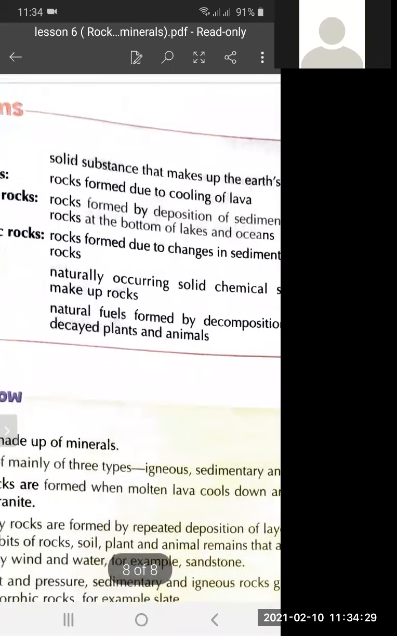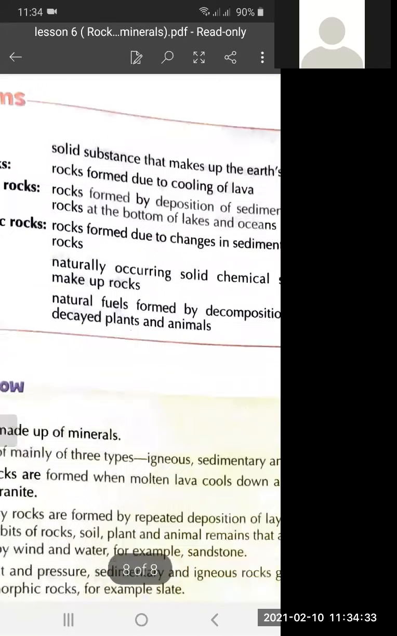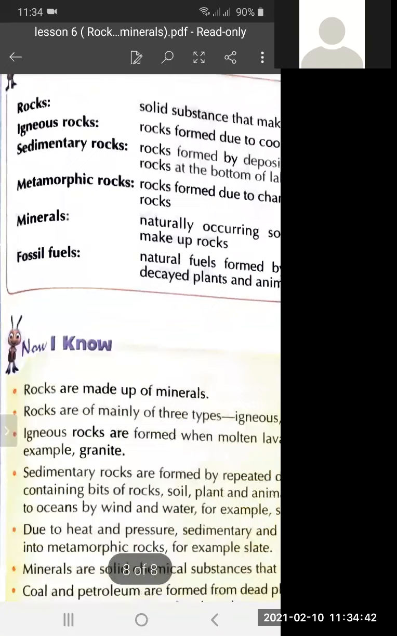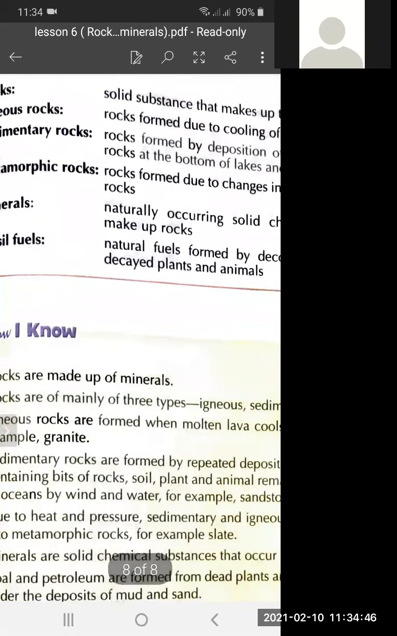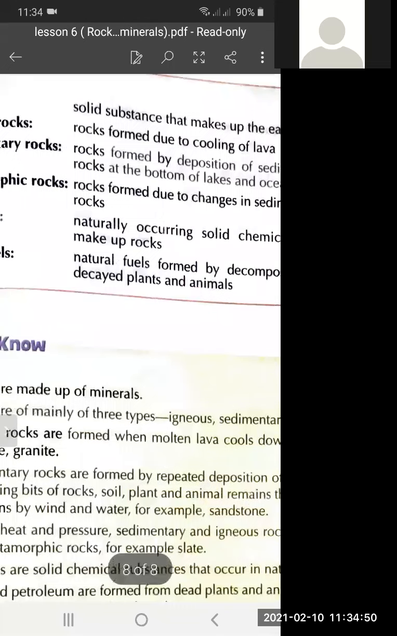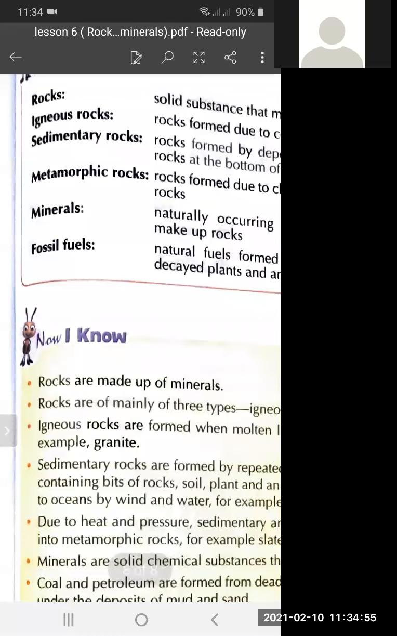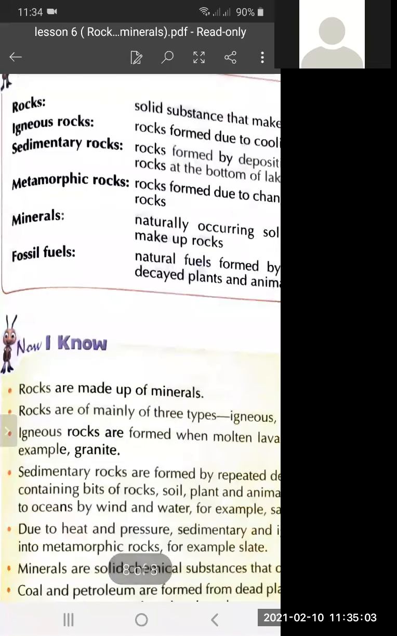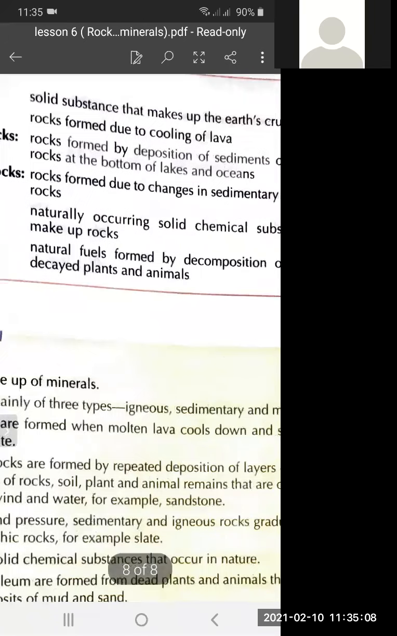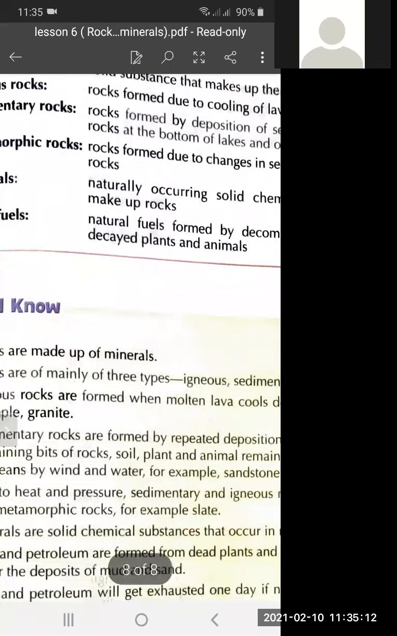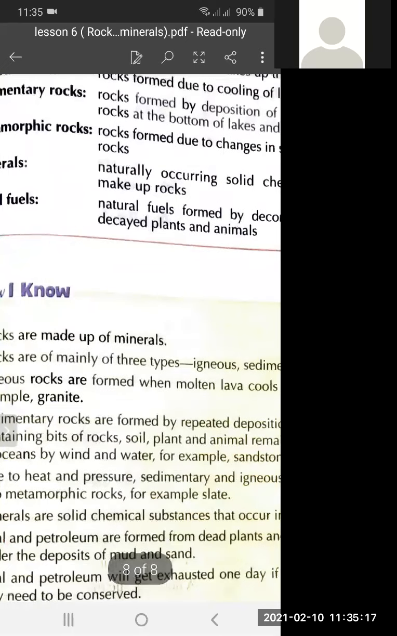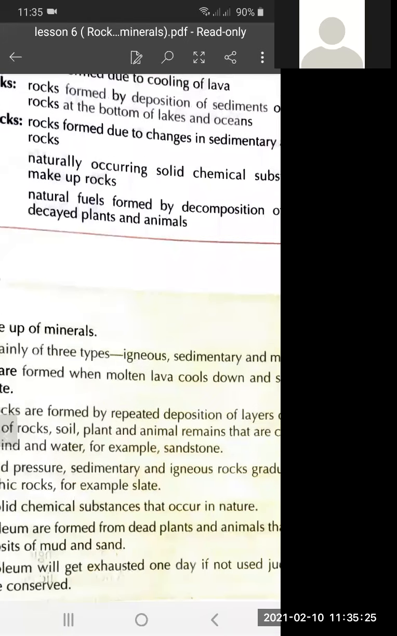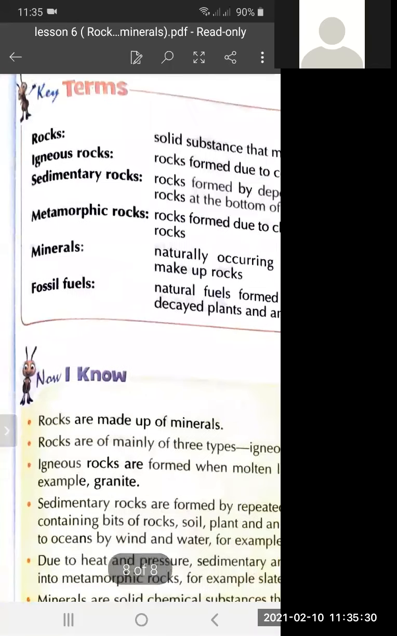Now the key terms about rocks. Rocks: solid substance that makes up the earth's crust. Igneous rocks: rocks formed due to the cooling of lava. Sedimentary rocks: rocks formed by the deposition of sediments or powdered rocks at the bottom of lakes and oceans. Metamorphic rocks: rocks formed due to change in sedimentary and igneous rocks. Minerals: naturally occurring solid chemical substances that make up rocks. Fossil fuels: natural fuel formed by the deposition of dead and decayed plants and animals. So students, these were the key terms of lesson number 6, rocks and minerals.